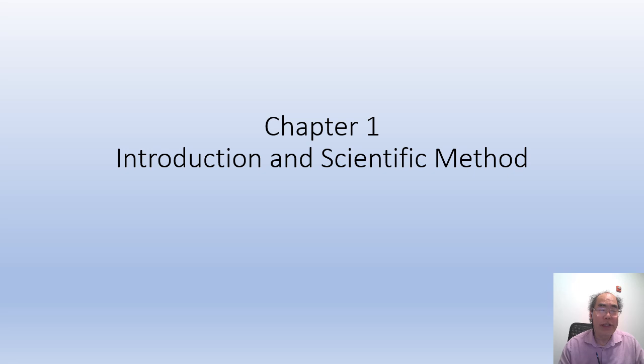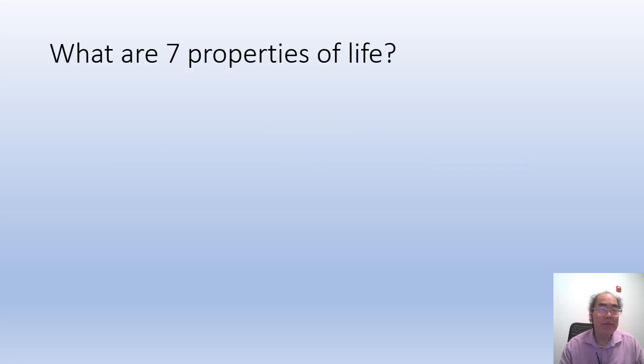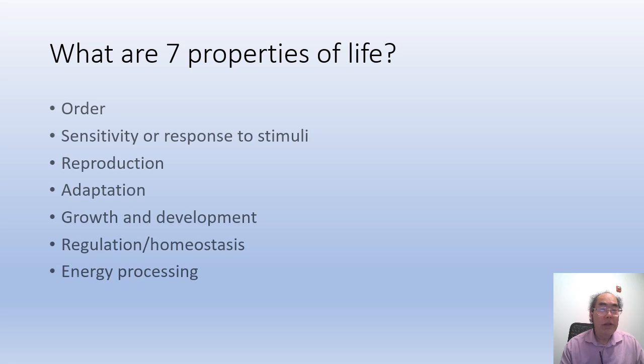So, Chapter 1, Introduction and the Scientific Method. What are the 7 properties of life? Please answer. The answer is order, sensitivity or response to stimuli, reproduction, adaptation, growth and development, regulation or homeostasis, and energy processing.